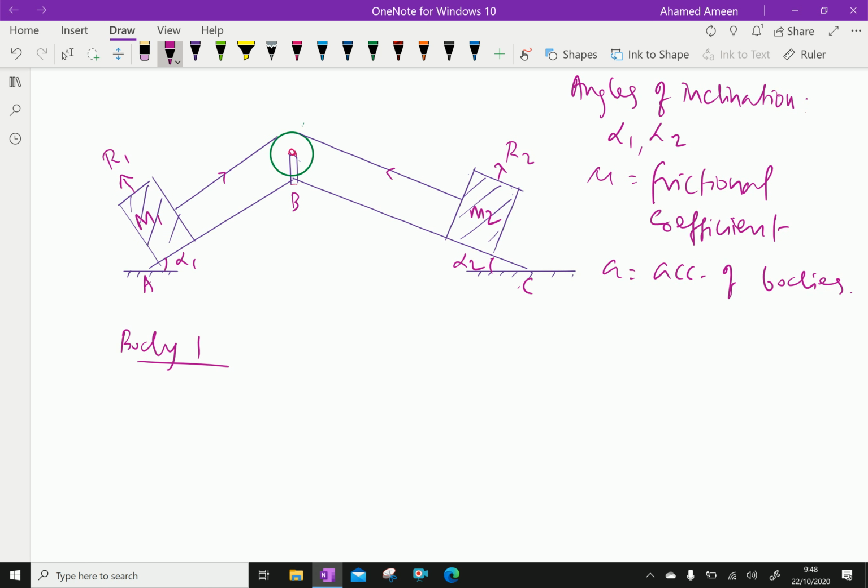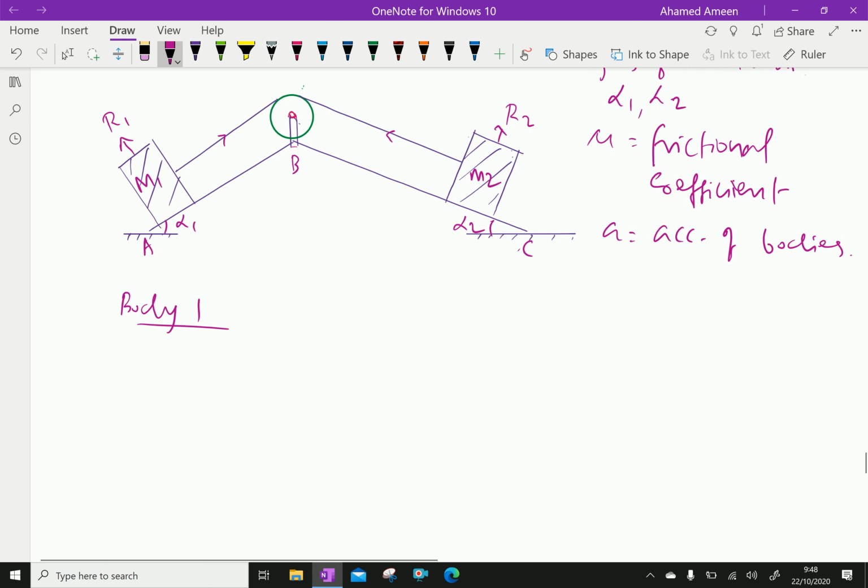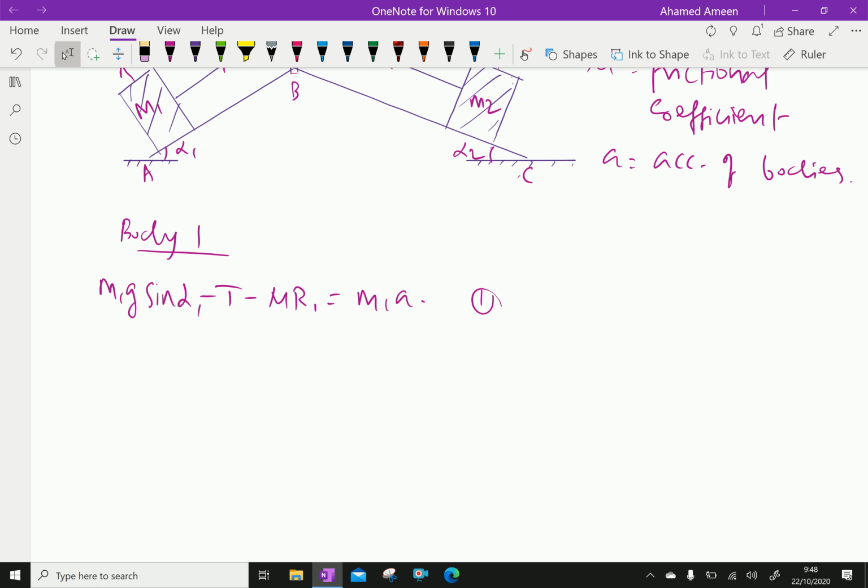In body 1, the force due to weight acts down the plane, the frictional force acts on this side and the tension acts on that side. Therefore, you can write the resultant force: M1 g sine alpha 1 minus tension minus frictional force mu R1, which is equal to the accelerating force, mass into acceleration, that is M1 into A. Let it be equation 1.